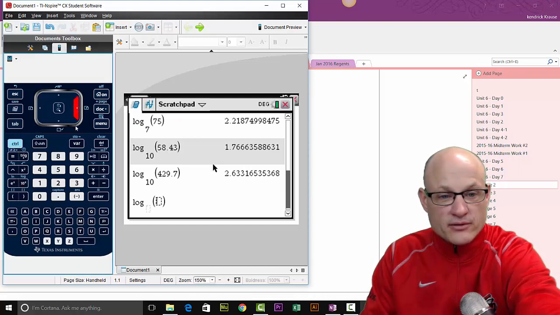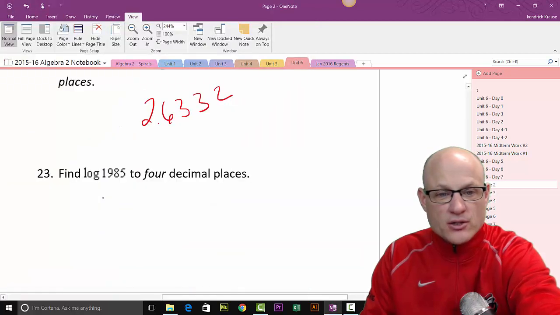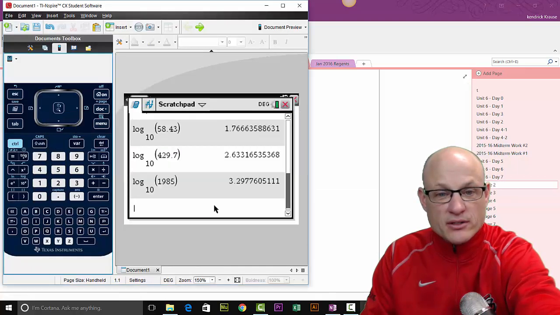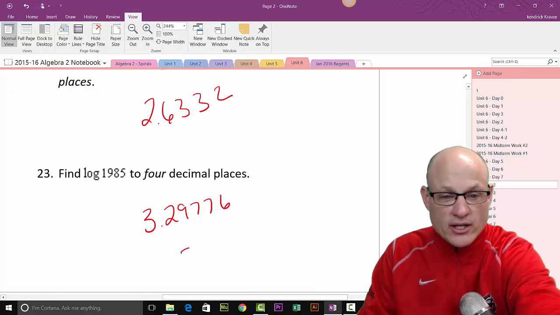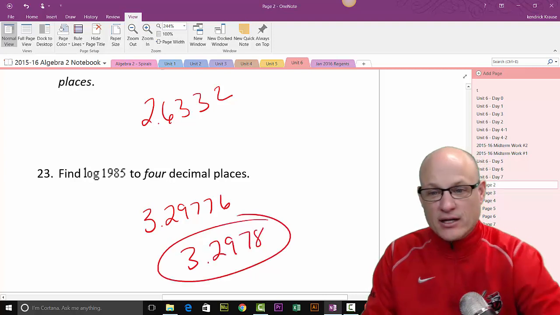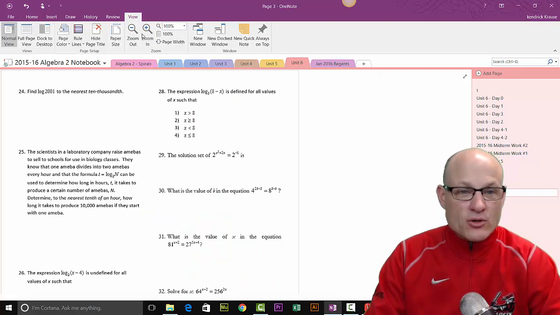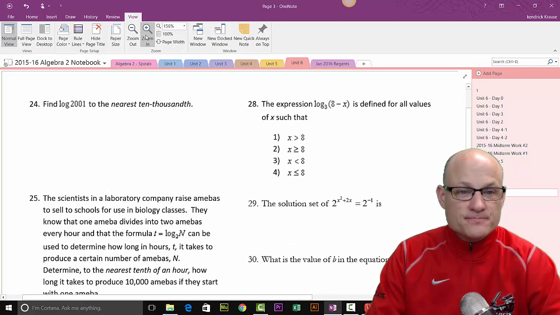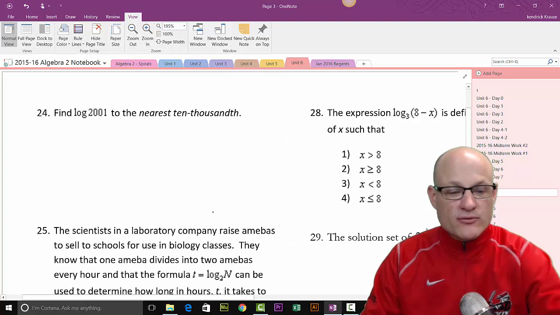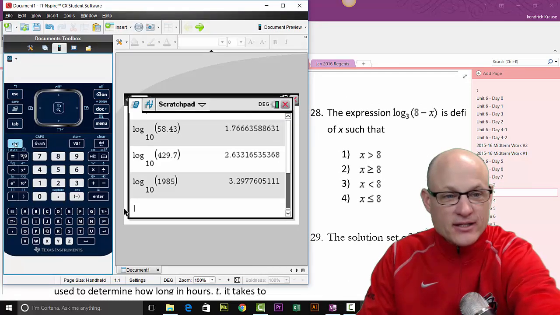All right, I hope this is the last one of these because these are kind of boring. I think you guys get it. Four decimals. 3.2977, I believe. So the answer is 3.2978. All right. Page 2. Done. Oh my gosh, I got one more. Thought I was done with these. Log of 2001.